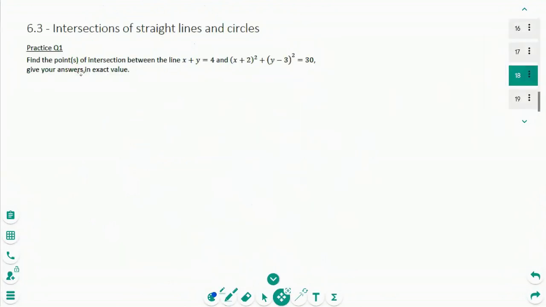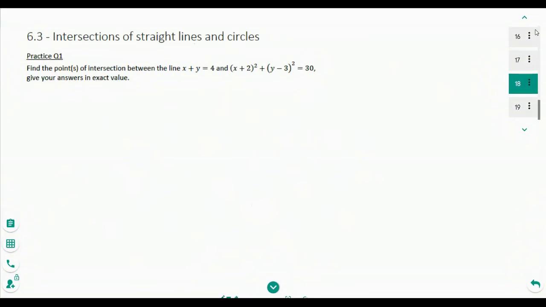Let's move to the next one. Practice question 1. Okay, have a go. Find the points of intersection between the lines and give your answer as exact values. So we've done a similar question. Pause video, have a go at the question. When you're ready for the answer, you can press play.